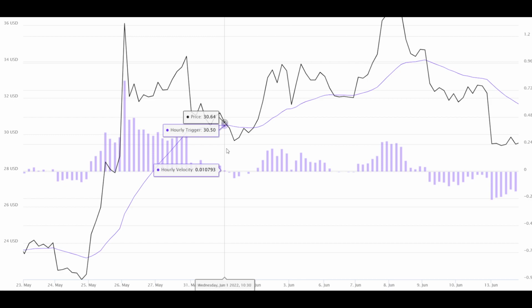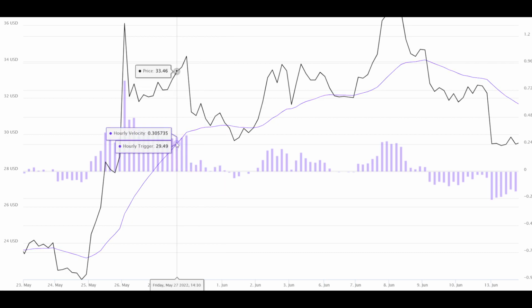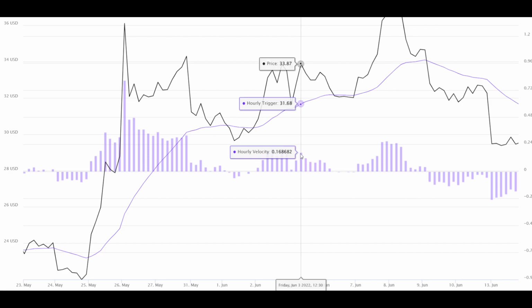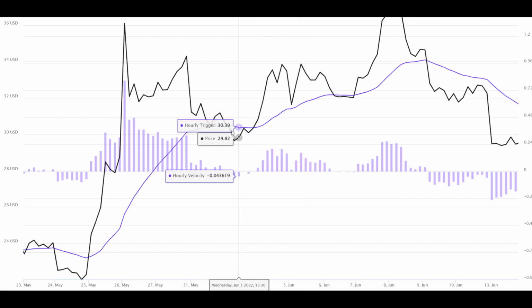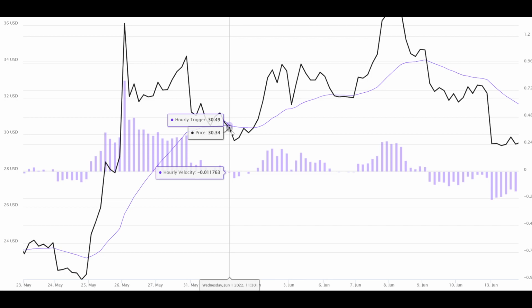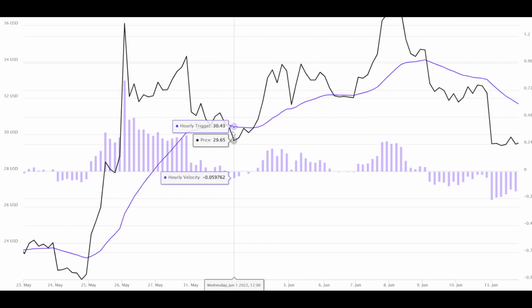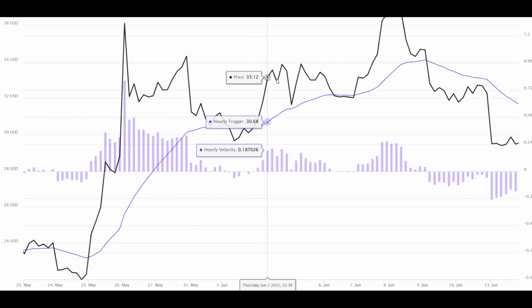When are we expecting the hourly trigger to hold as support? When we have velocity readings like 0.3 and 0.31 and 0.16. Whenever you get readings like this, you're almost guaranteed more than 9 out of 10 times that the hourly trigger will hold as support. When the hourly velocity is extremely low, like a 0.1, that's where we're not necessarily expecting the hourly trigger to provide support. And so we sold under, but we didn't generate any strong velocity readings to the downside. We were able to pop back above.